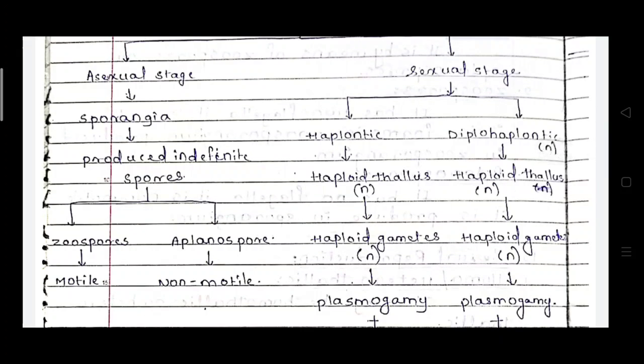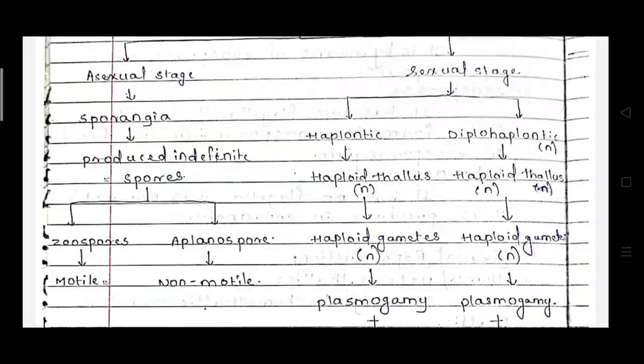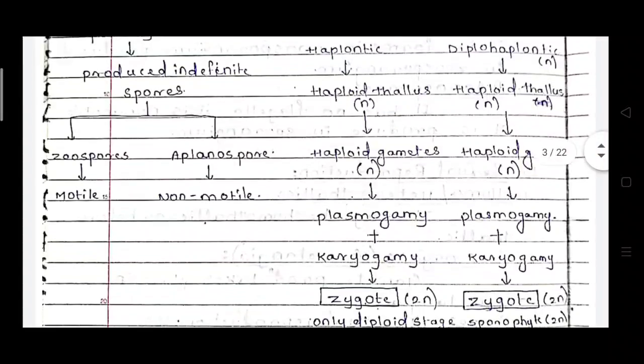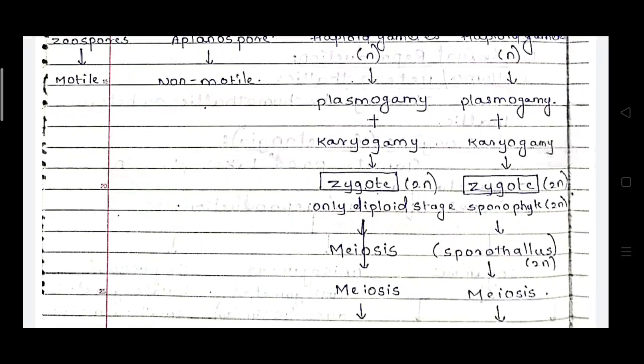In the sexual stage, there are two different life cycles, haplontic or diplohaplontic. In haplontic, only a single n is present. In diplohaplontic, there is also an n number of thallus. Then in the haplontic life cycle, the haploid gametes are produced. These haploid gametes, after plasmogamy and karyogamy, produce the zygote, and the zygote has the diploid number.